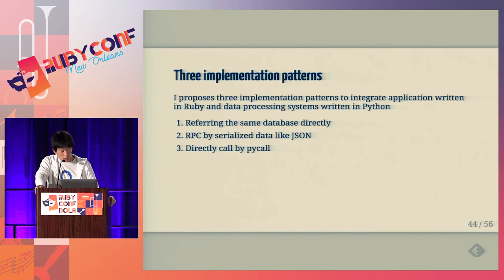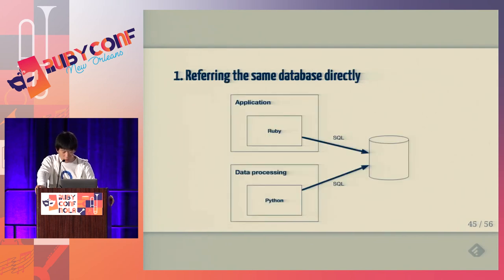So I propose three implementation patterns to integrate an application written in Ruby and a data processing system written in Python. The first pattern is referring to the same database directly from both systems. This is very easy to implement, but the changes in the application may affect the data processing side, especially data schema changes.